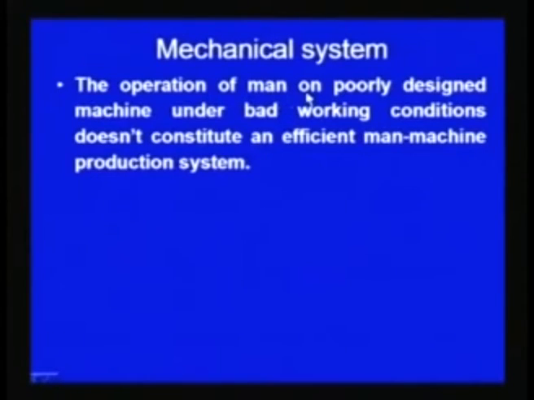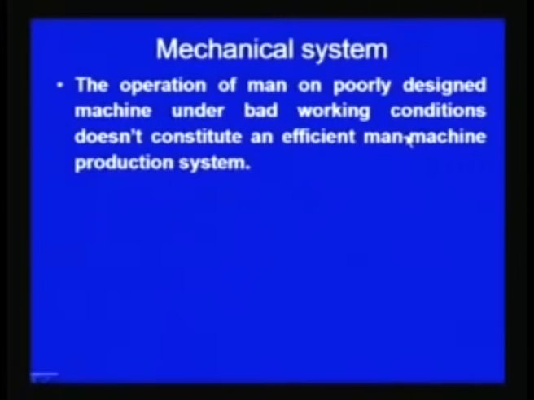In the mechanical systems, this is the fourth area of ergonomics, which is mainly related with the mechanical systems which will be used by the worker. An operation of the man on a poorly designed machine in bad working conditions does not constitute an efficient man machine system. The man should get the proper system for carrying out the desired job and good working conditions in which the work will be done, then only it will constitute a good man machine system.